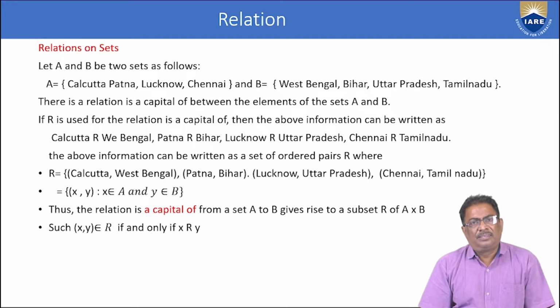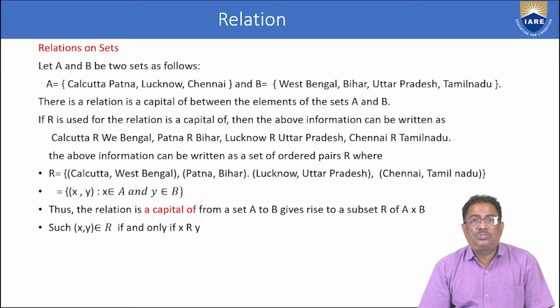Here, the first one is the capital of the second one. The relation is: Calcutta is the capital of West Bengal, Patna is the capital of Bihar, Lucknow is the capital of Uttar Pradesh, and Chennai is the capital of Tamil Nadu. That means the elements are related. The relation is "capital of".